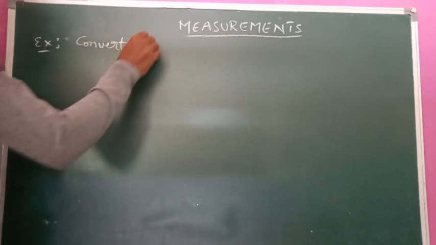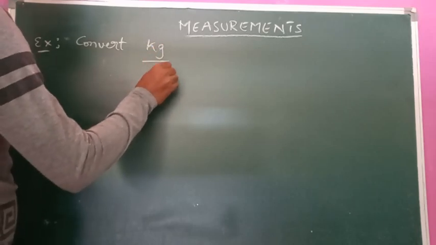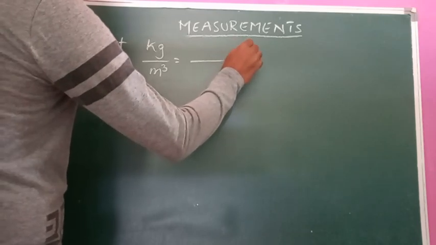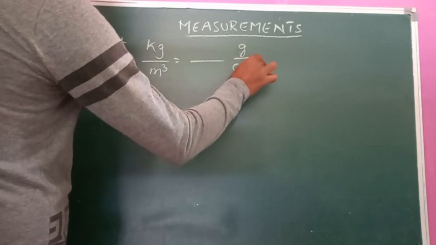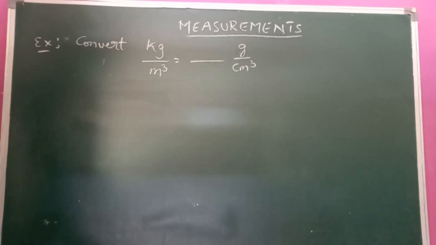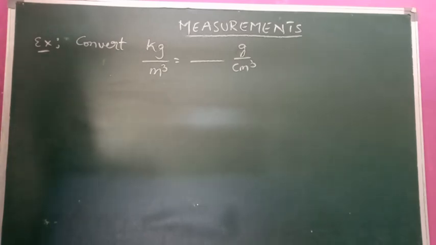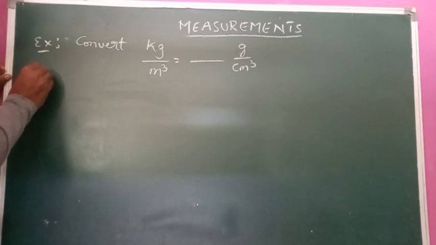Convert kg by meter cube is equal to dash gram by centimeter cube. So this is the problem which we have to do. As I already said, what is our first step to do the solution?